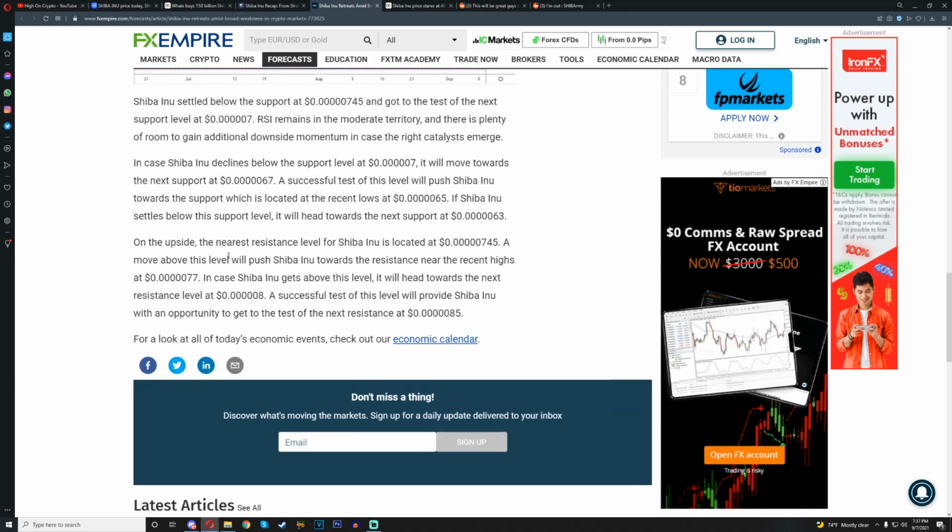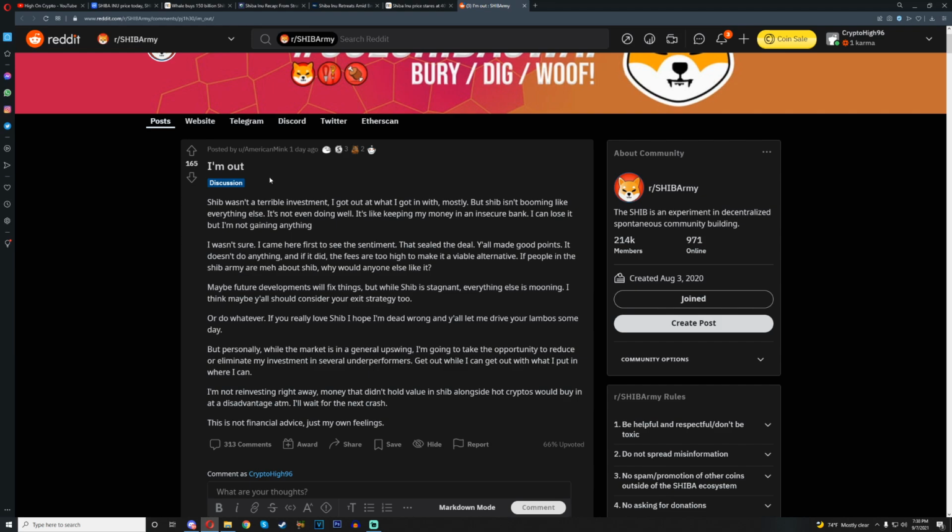If Shiba Inu settles below this support level, it will head towards the next support at 0.0063. On the upside, the nearest resistance level for Shiba Inu is located at 0.00745. A move above this level will push Shiba Inu towards the resistance near the recent heights at 0.0077. In case Shiba Inu gets above this level, it will head towards the next resistance level at 0.008. A successful test of this level will provide Shiba Inu with opportunity to get to the test of the next resistance at 0.0085.